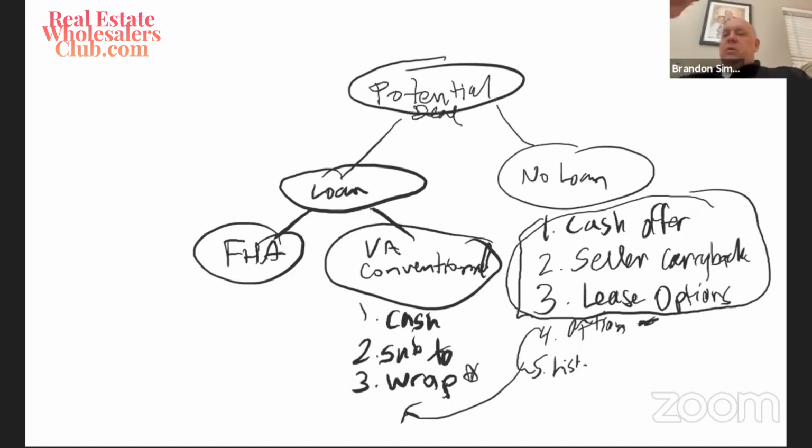We follow those same steps. This is my decision tree. This is how I decide what strategy I'm going to use, if there's a loan in place or no loan in place. Yeah. So that makes sense.